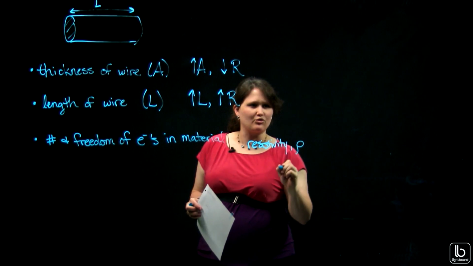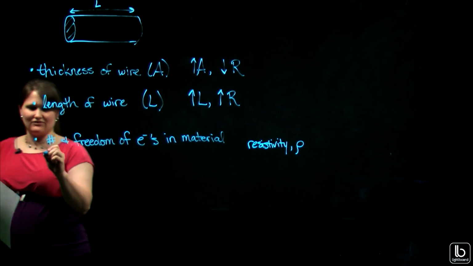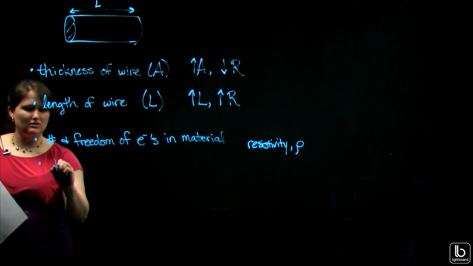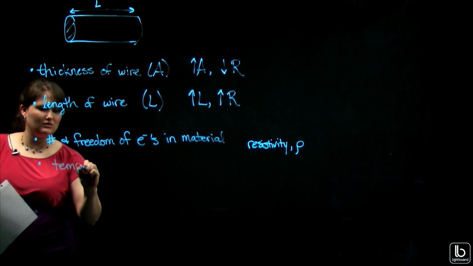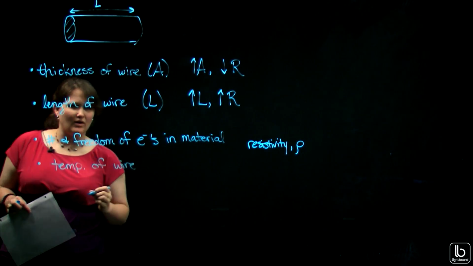We represent that with the Greek letter rho. Something else that affects resistivity is also the temperature of the material. So the temperature of the wire.